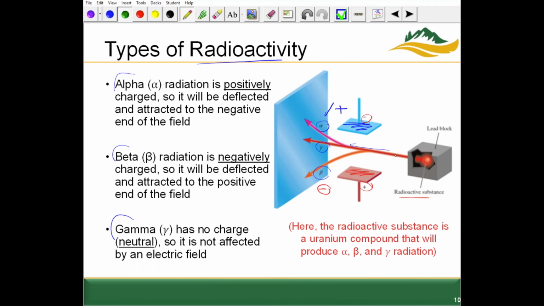Lastly, when gamma radiation passed through these two plates that have a negative and positive charge, it was not impacted by those plates, so gamma radiation is neutral. It has no charge. You'll see how radiation becomes important as we get into the next experiments.